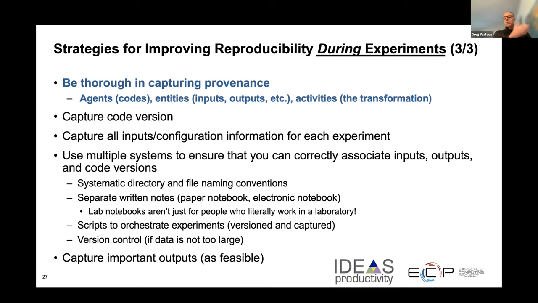For example, use some systematic directory and file naming conventions, and keep written notebooks or electronic notebooks that record that information. Another good way to retain that information is scripting things. The scripts not only help you automate or simplify the running of the experiment, but also document the steps necessary. You can then version and keep those scripts along with the code and the other artifacts that you have. And then version control the data too, if that's possible, depending on the size of it.